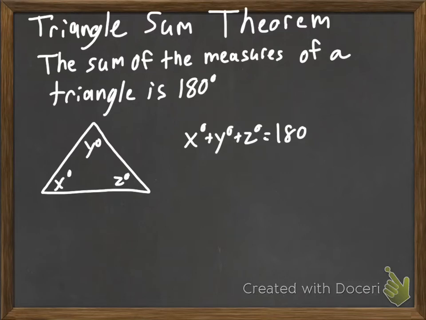The sum of the measures of the angles of a triangle is 180 degrees. So you see in our picture, we have a triangle with angles of x, y, and z, and we know that x plus y plus z is going to equal 180 degrees. So again, this is something we've worked with and we've known, but here we actually are formalizing that idea.